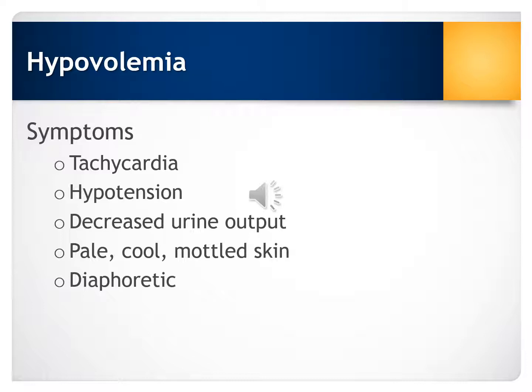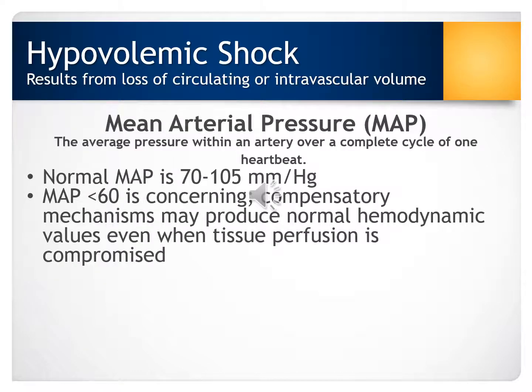To refresh, signs and symptoms of hypovolemia can include tachycardia, hypotension, and decreased urine output. The skin might be pale, cool, and mottled, and the patient may be diaphoretic. Resulting from loss of circulation or intravascular volume, your patient can go into hypovolemic shock. One of the ways to determine that someone is going into shock is by watching their mean arterial pressure. As the mean arterial pressure drops below 60, this is when you will begin to see many of those signs and symptoms of hypovolemia.